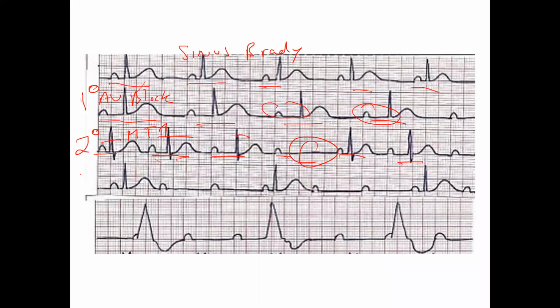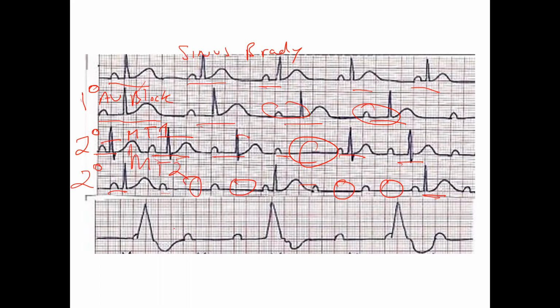The next one is second degree. So we'll look at, there's a missed QRS, there's a missed QRS, there's a missed QRS. Oh, there's a lot of missed QRSs here. This is not good. So this is second degree Mobitz type 2, right? Everybody good? Yeah. This is critical that you know this.